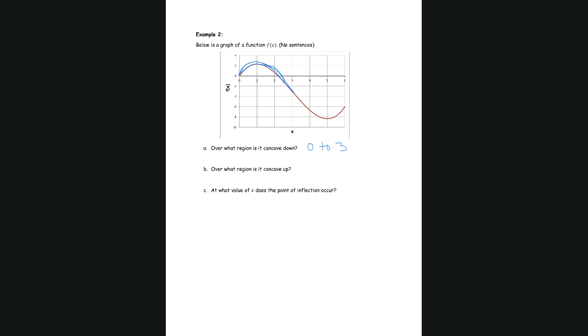Now I want to know what region is it concave up. From here on, so from 3 to 6.